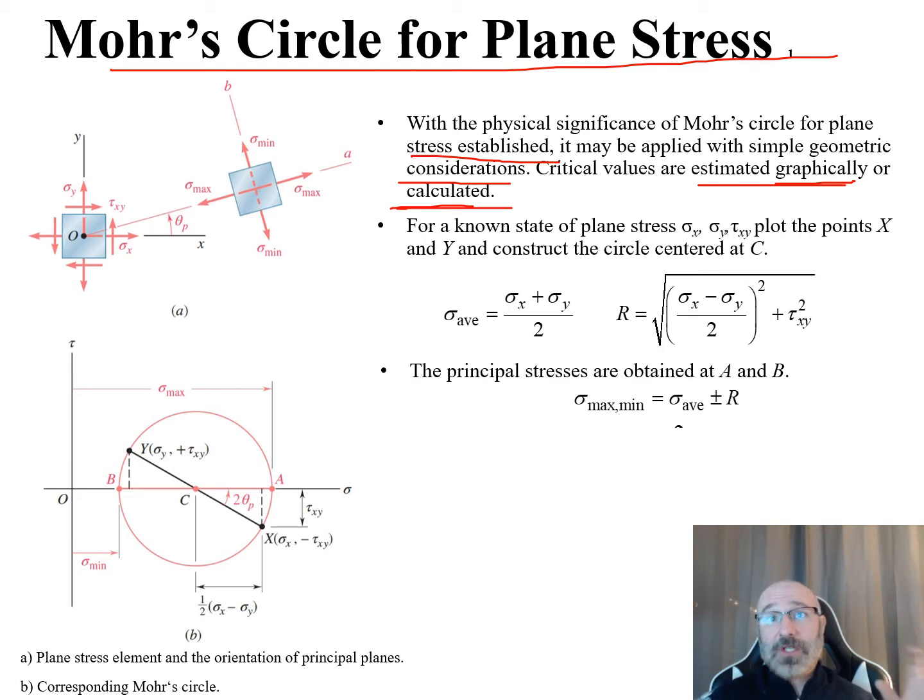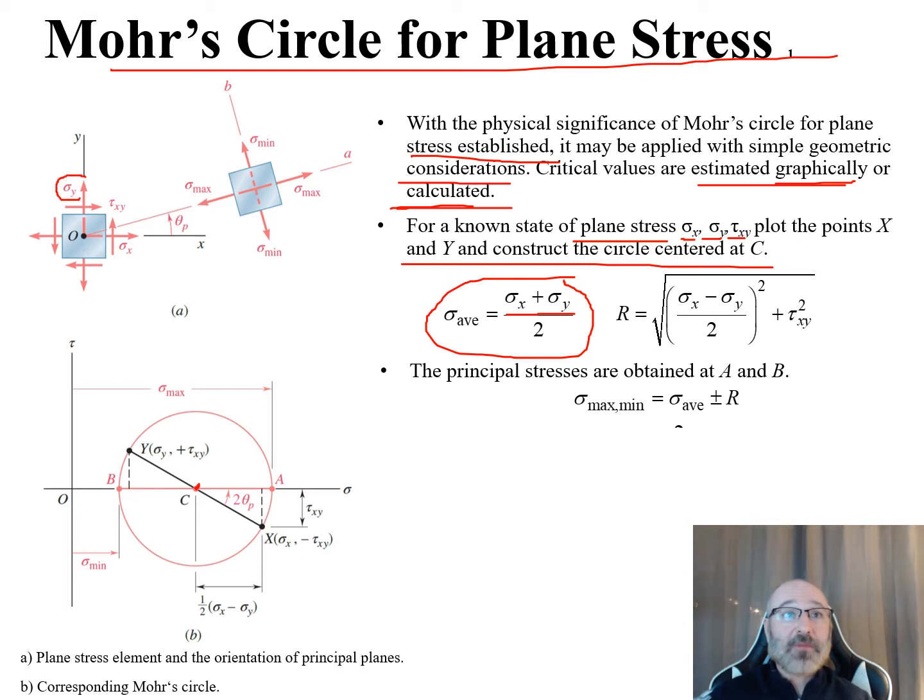Mohr's circle gives us this visual, graphical estimate in order to get these values. If we have a known state of plane stress, whether it's our sigma x, our sigma y, or our tau xy, we can plot the points x and y and construct a circle centered at this value C. We have the relationship that our sigma average, our average stress, is equal to sigma x plus sigma y over 2. We can go back up here and see this is our sigma y and this is our sigma x for our element. And our radius R is equal to the square root of sigma x minus sigma y all over 2, squared, plus our shear stress tau xy squared.